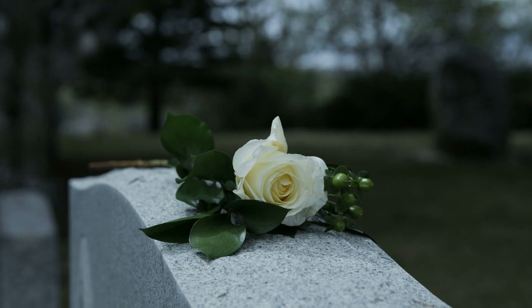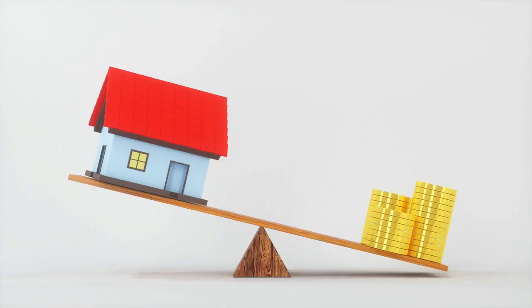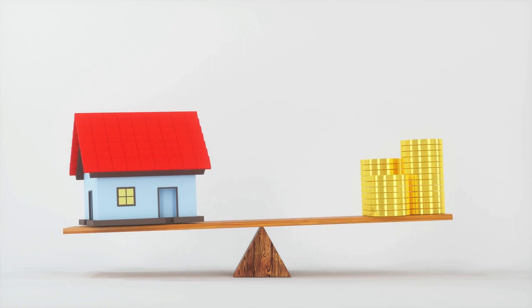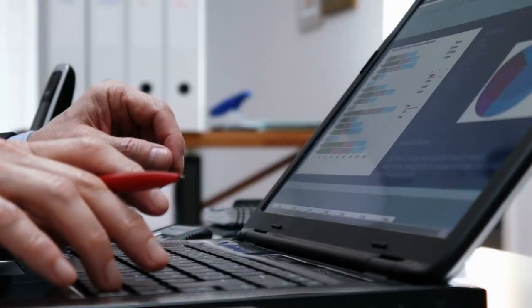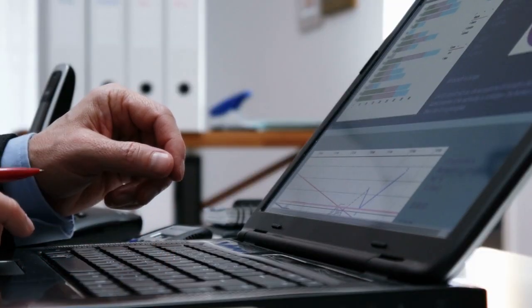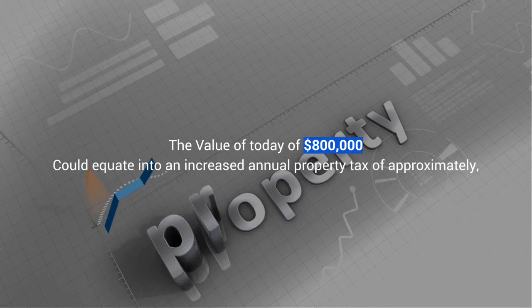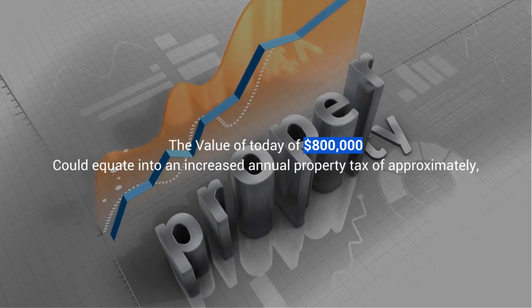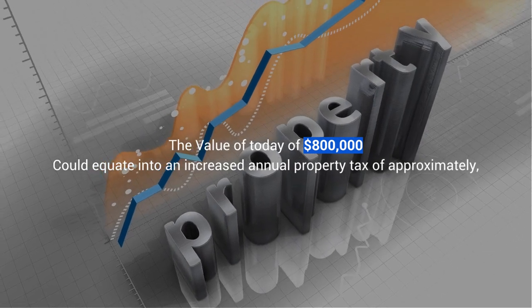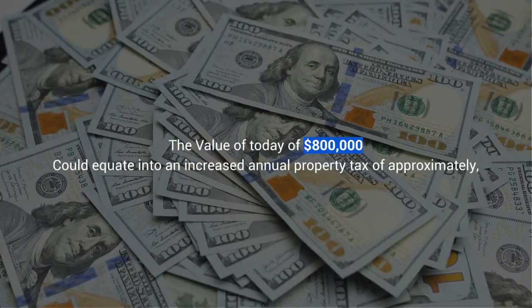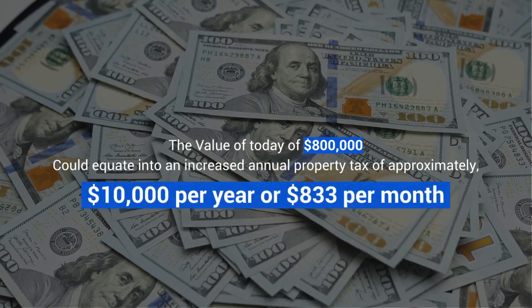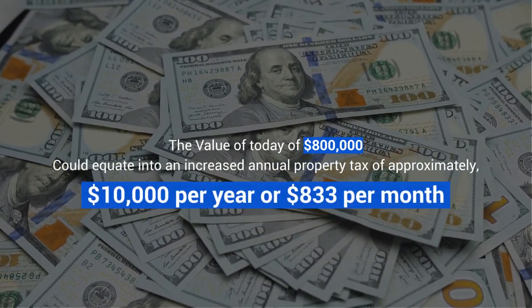When there is a death in California, in most cases, the decedent's home has substantially increased in value. And if the property value is now $1 million, the San Diego County Tax Assessor might assess the property at $800,000, because you have to remember there's land and they have all kinds of calculations that they do. The value today of $800,000 could equate into an increased annual property tax of approximately, wait for it, $10,000 per year, or a whopping $833 per month.